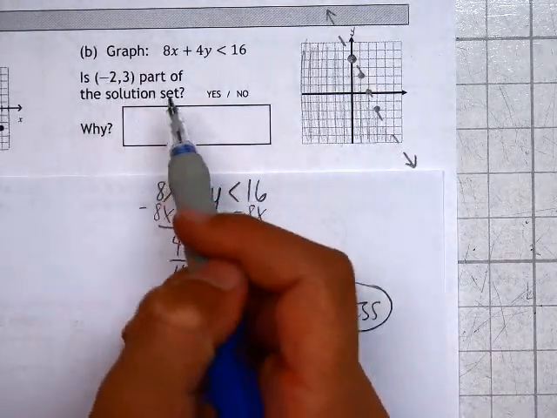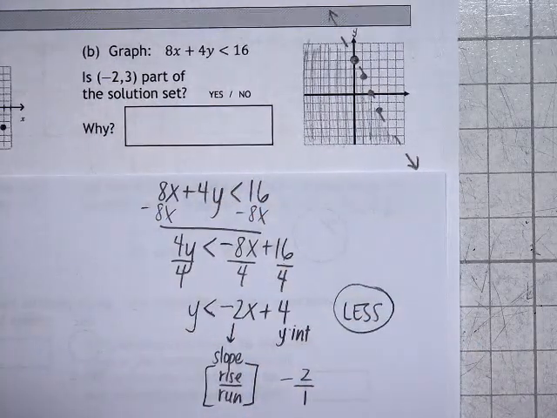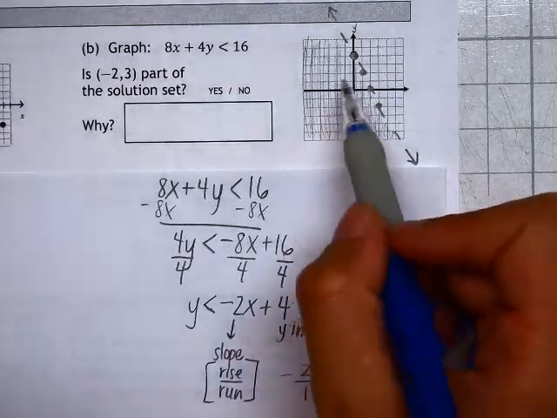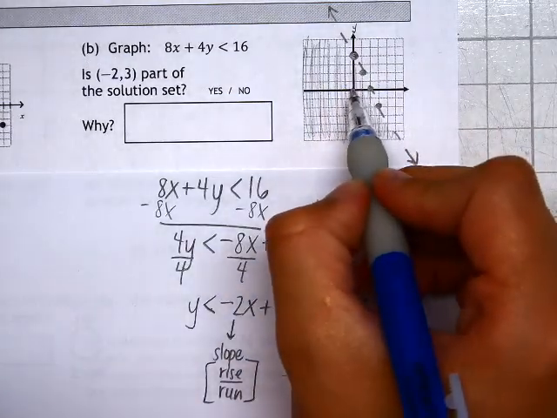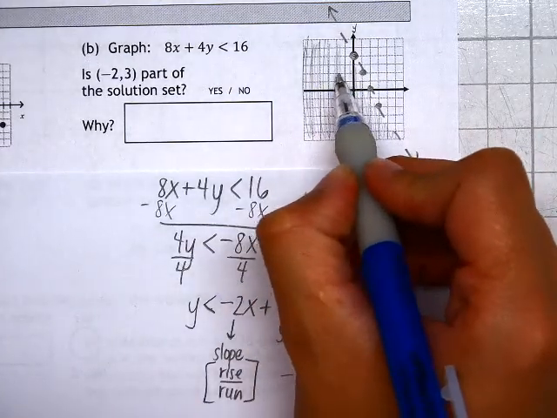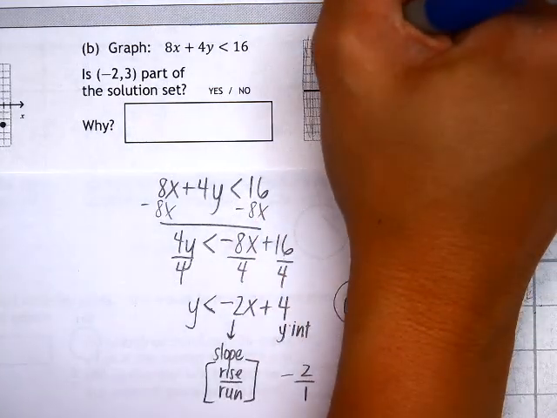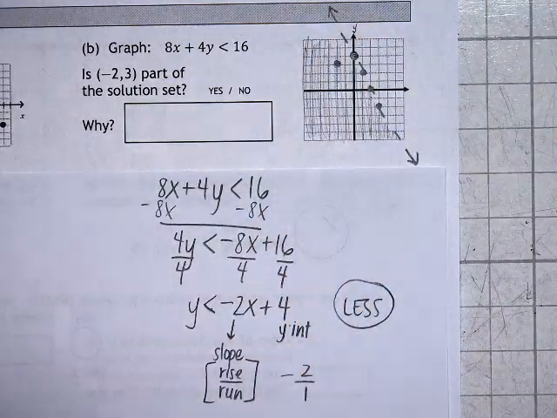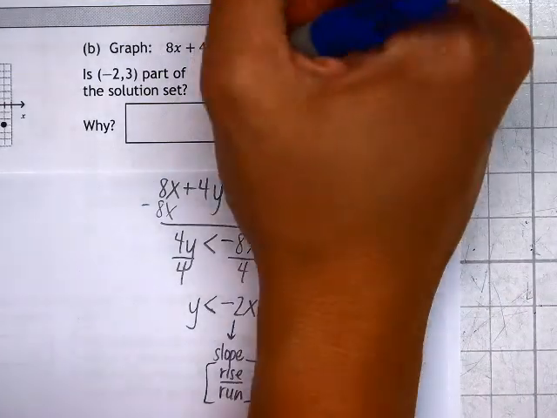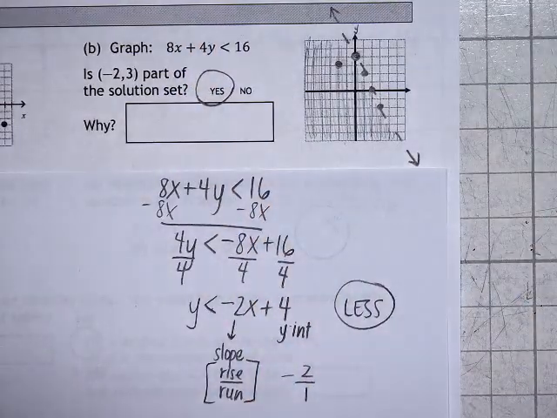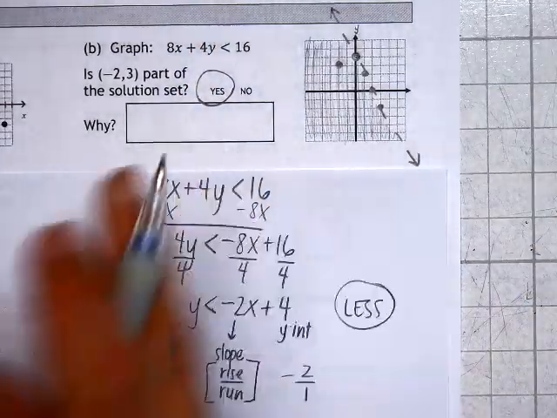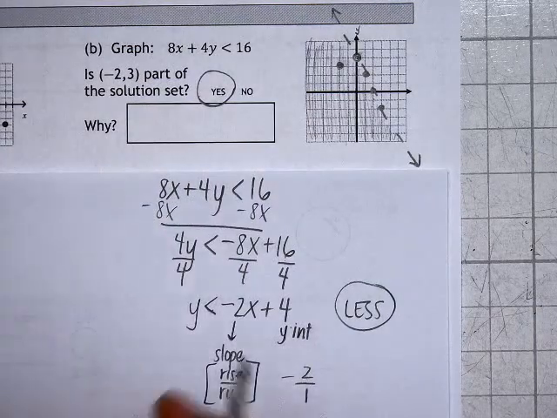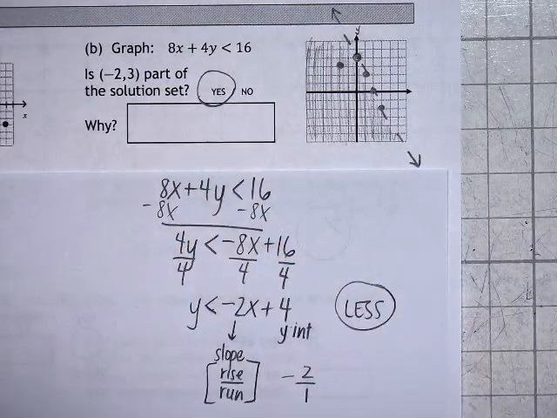Is negative 2 comma 3 part of the solution set? The easiest way to check is to simply check your shaded area. If I start at 0 and go to negative 2, positive 3, I can see that that point is definitely included in the shaded area, which means yes, it's part of the solution set. When it's asking you to say the reason why, you can simply write because it's in the shaded area.